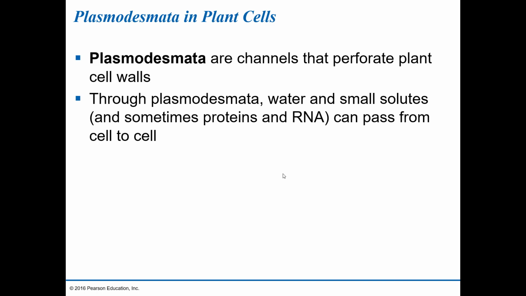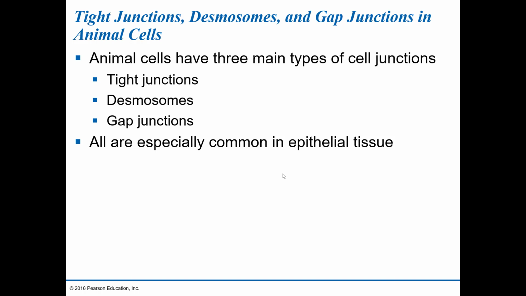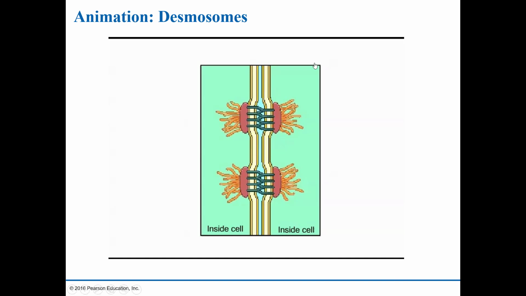and what goes through them are water and small things. Animal cells have three main types of cell junctions. They have tight junctions, desmosomes, and gap junctions. They're all pretty common in epithelial tissue, and that would make sense. Like it would need to talk to one another to tell it it's time to excrete oil or some other gland.